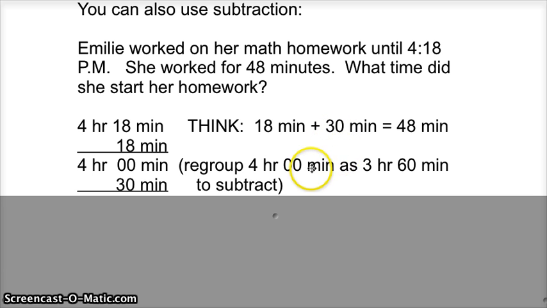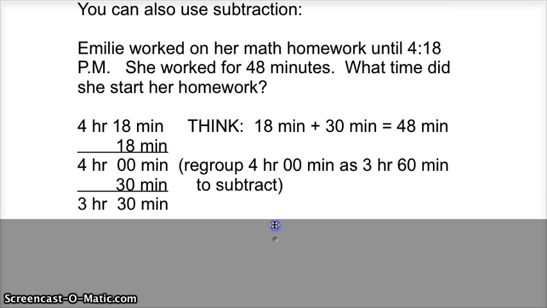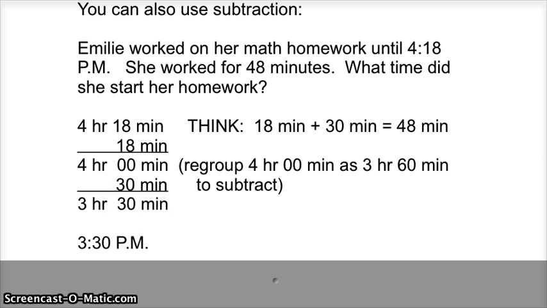I can't subtract 30 from 0, so I'm going to regroup 4 hours and 0 minutes, which is 4 o'clock, as 3 hours and 60 minutes. I broke one of my hours up as 60 minutes. And then I can take 30 minutes away from 60 minutes. And my result would be the third hour and 30 minutes, which is 3:30. So Emily began her homework at 3:30 p.m.